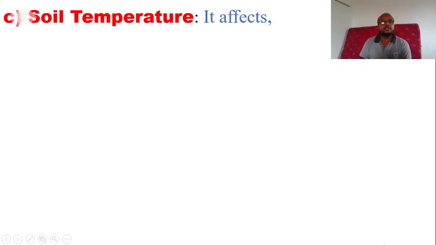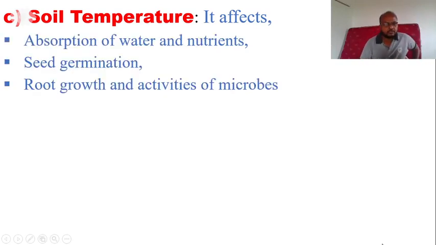The next one is soil temperature. The soil temperature mainly affects the absorption of water and nutrients by the plant.